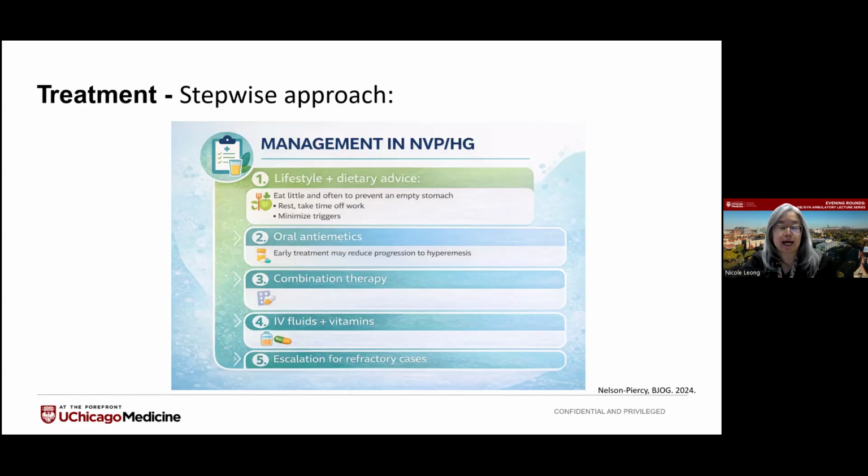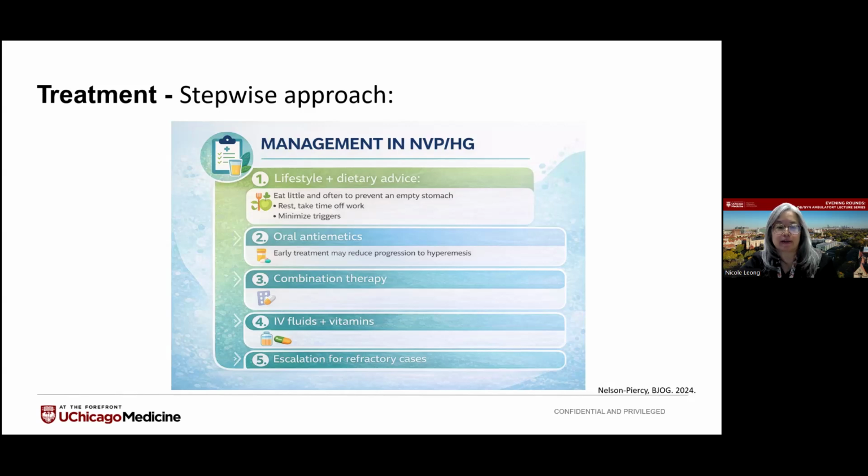Treating early with antiemetics, however, can potentially help reduce progression to hyperemesis. So if someone has a little bit more symptoms, we don't want to wait until they're at the point where they can't tolerate PO at all, and they're dehydrated. So getting on top of things and offering oral antiemetics early can help reduce the progression and the severity of things. And then ramping up pretty quickly to combination therapies.